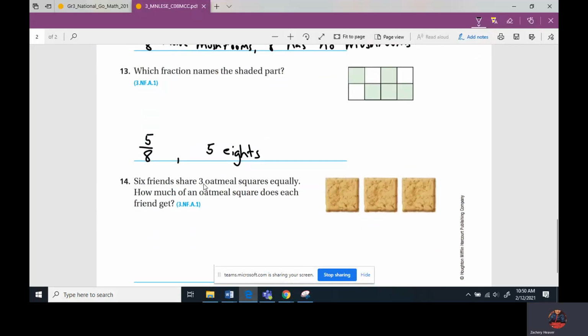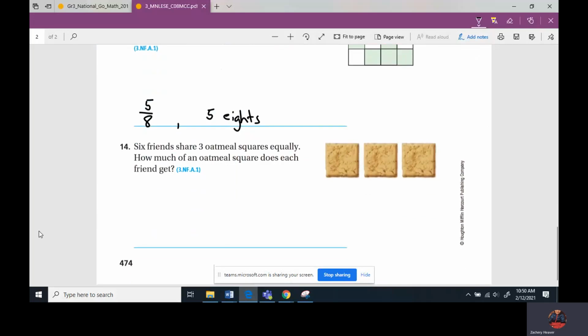The next one says 6 friends share 3 oatmeal squares equally. How much of an oatmeal square does each friend get? So we got to divide each of them into 6. So let me do that right now. 1, 2, 3, 4, 5, 6, 4, 5, 6, 4, 5, 6. And let's say friend 1's going to get all these pieces. Friend 2's going to get all these pieces. Friend 3 is going to get these pieces. Friend 4 is going to get this piece. Friend 5 takes this one. And friend 6 takes the last one.